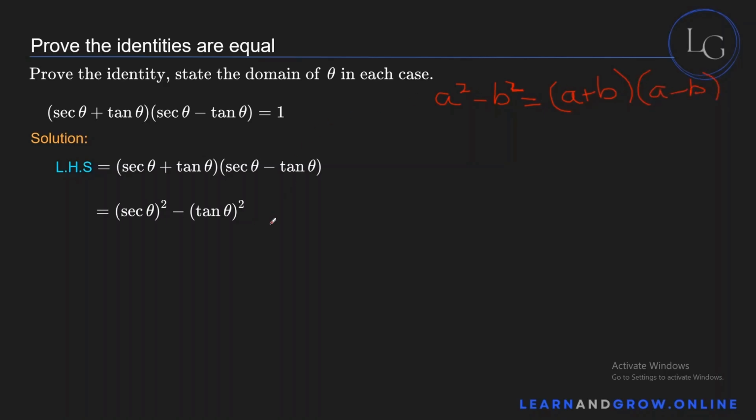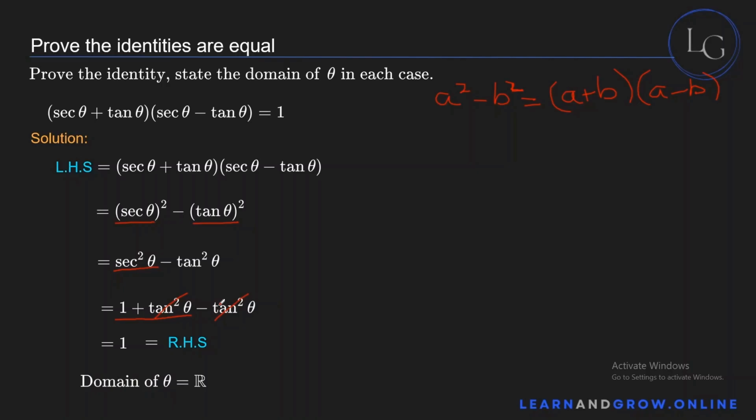We'll use the same algebraic identity to see that secant theta plus tan theta into secant theta minus tan theta is equal to secant square theta minus tan square theta. And so you have this, and you can just use the identity that secant square theta is equal to 1 plus tan square theta over here. And so now you can cancel out this tan square theta and this tan square theta to get 1. And so you've proven that the left hand side is equal to the right hand side. And the domain of theta is just any real number because it just gives you 1.